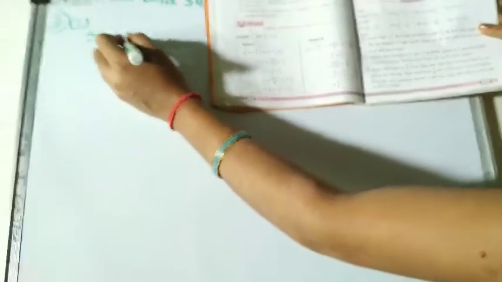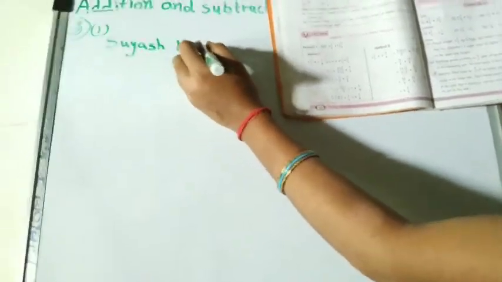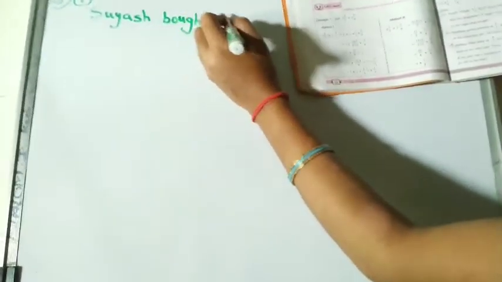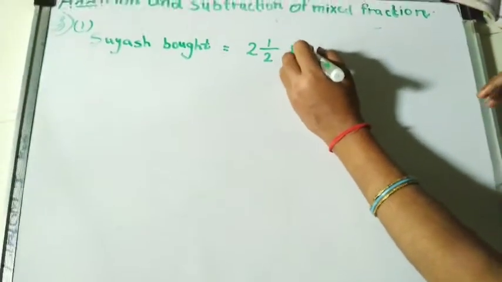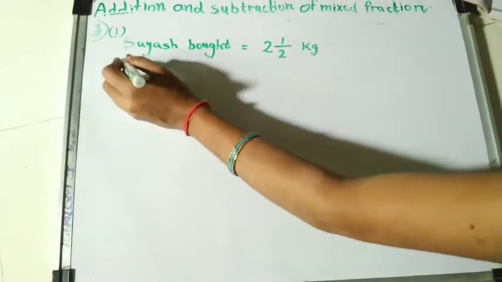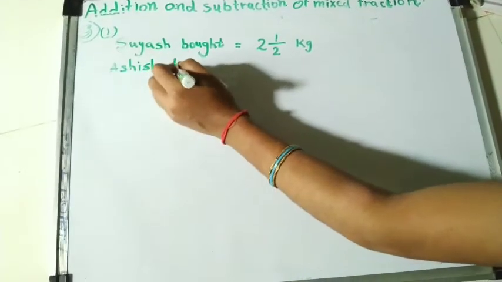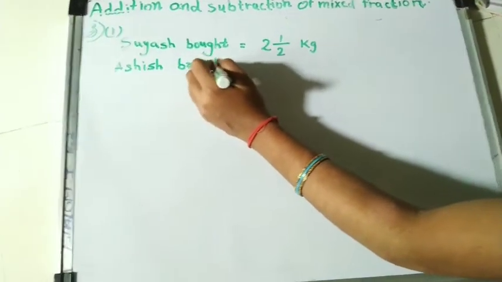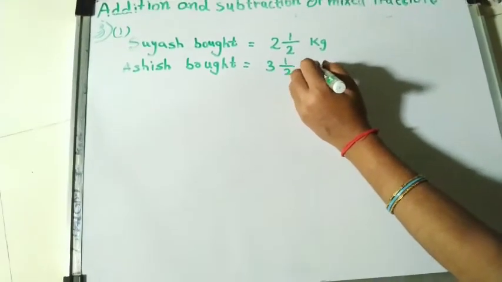At first, write the questions here. Suyash bought 2 upon 1 by 2 kg. Ashish bought 3 upon 1 by 2 kg.